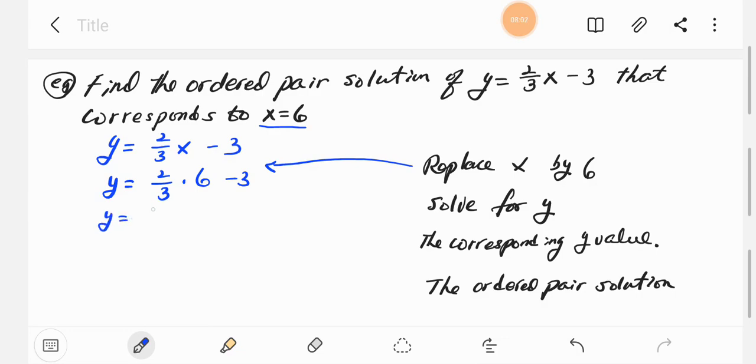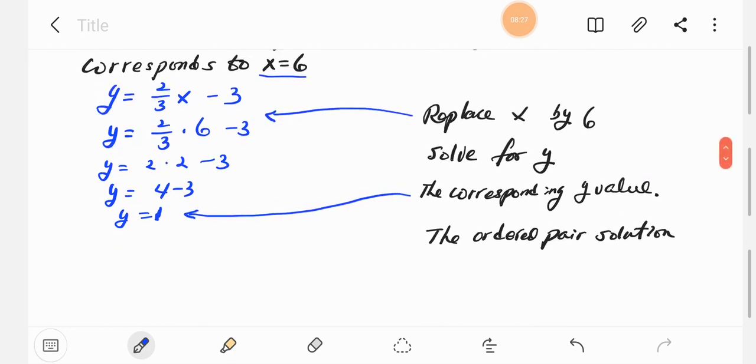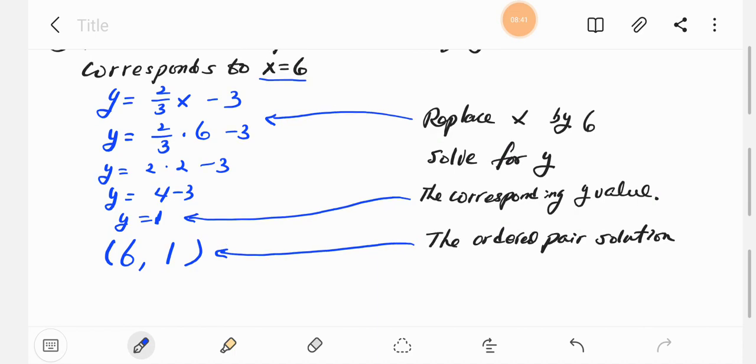So y is equal to, reduce it, 2 times 2 minus 3. Then that is 4 minus 3, so y is equal to 1. So we solved for y, and this is the corresponding y value. So the ordered pair is what? x is 6, and the y value is 1. Always write the x value first, and then the y value. So this is the ordered pair solution. If x equals 6, then y equals 1.